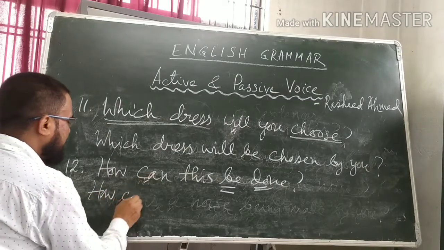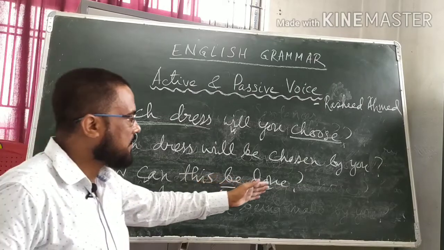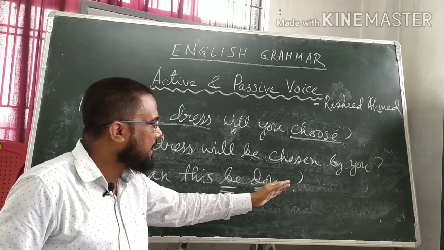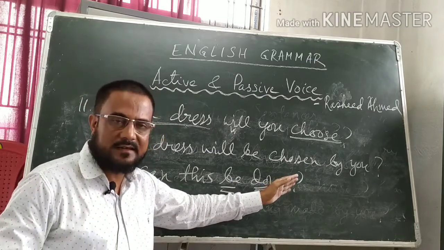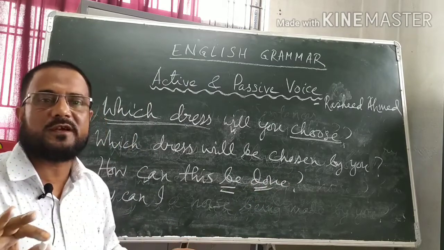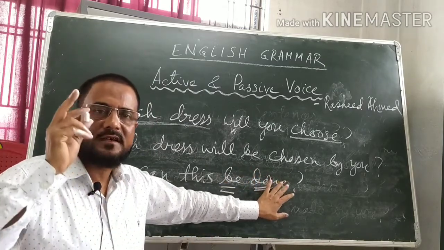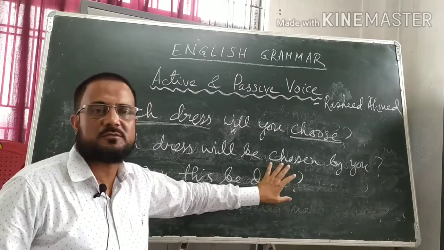How can it be done? Since we have supposed that the part after "done by" is there, you have to suppose it. If you don't suppose anything here, you cannot change the voice into active, because that part is missing. It is left for you to judge it, to suppose it, and to find a suitable word.